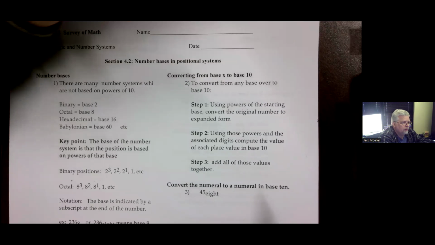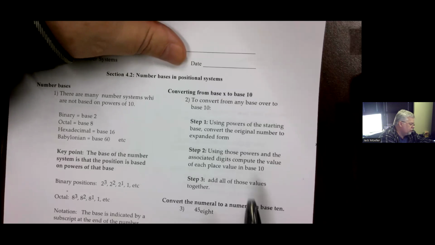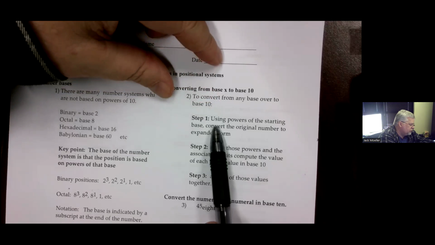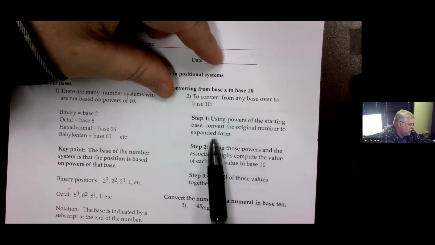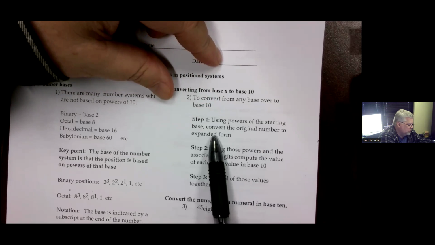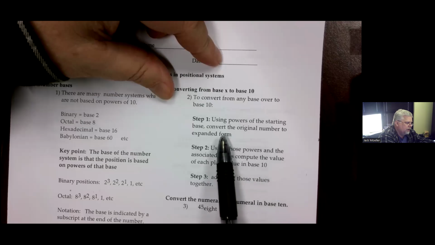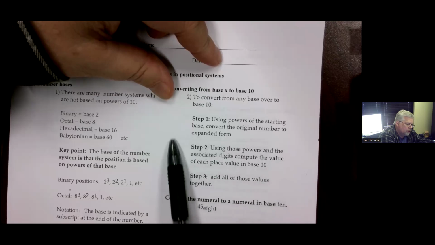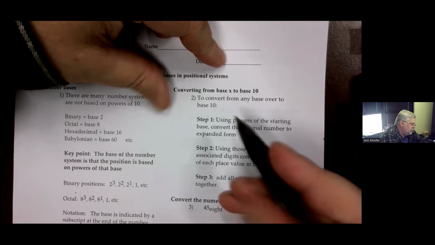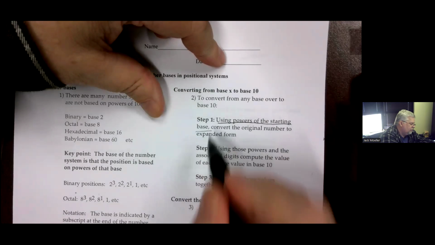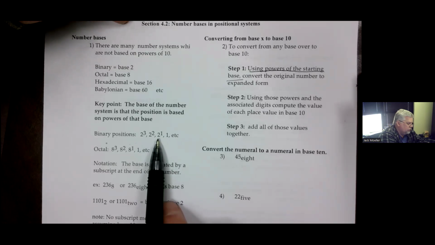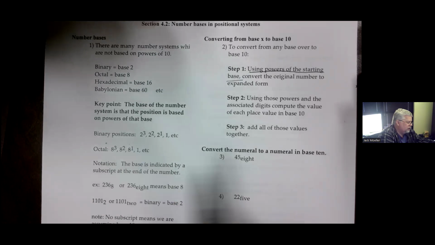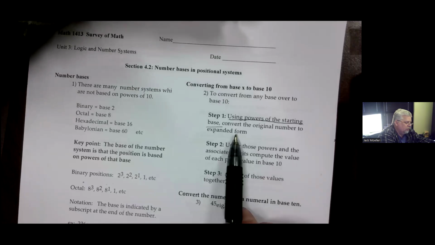Same 3 basic steps, no matter what base we're using. Step 1, using the powers of the starting base, convert the original number to expanded form. So you know what expanded form is, right? That's how many ones do we have, and in base 10, how many tens, how many hundreds, how many thousands. The key here is we're no longer in base 10 for our starting base. So now instead of tens, hundreds, thousands, we're dealing with 2s, 4s, 8s, etc. So that's the first step: we write out our number in expanded form.